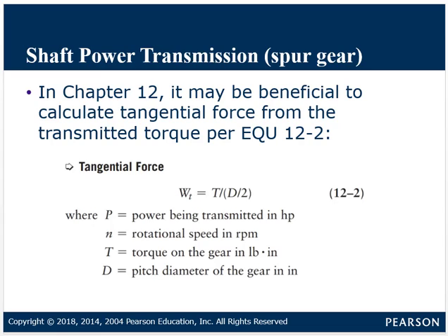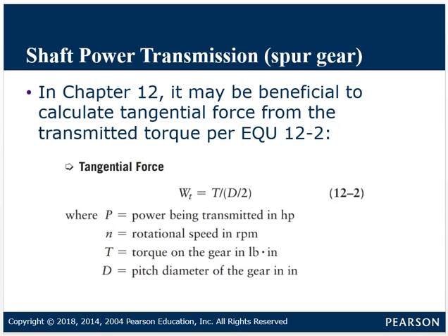Equation 12.2 says that the tangential force equals the torque that's being transmitted divided by the diameter, which is the pitch diameter of the gear or the pinion, whichever one you're looking at, that's keyed to the shaft, also divided by 2. And this is in units of pounds.